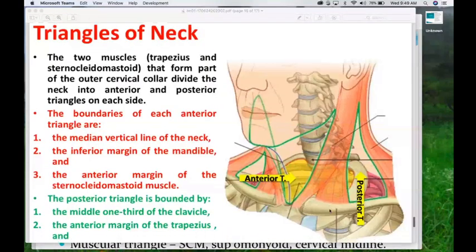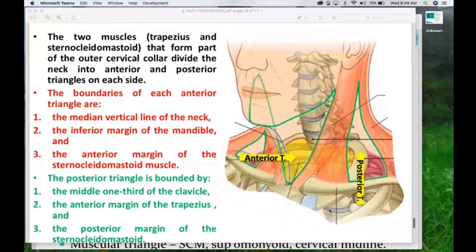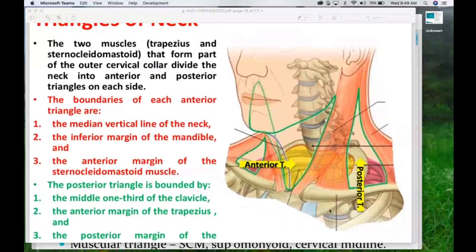Now the triangles of the neck. The two main muscles, trapezius and sternocleidomastoid, part of the outer cervical collar, divide the neck into the anterior triangle and posterior triangle. Okay, this is the anterior triangle and posterior triangle.